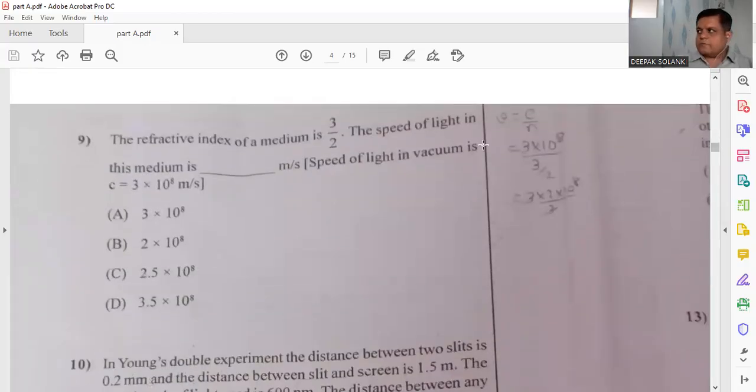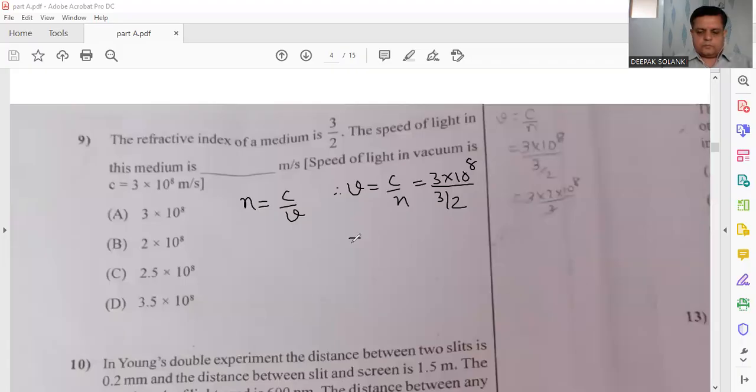So let's discuss question number 9. The refractive index of the medium is 3 by 2. The speed of light in this medium is dash. Extremely easy. The refractive index n is C by V, so V is C by n. Your C is 3 into 10 to power 8 and n is 3 by 2. So it comes 2 into 10 to power 8 meter per second.